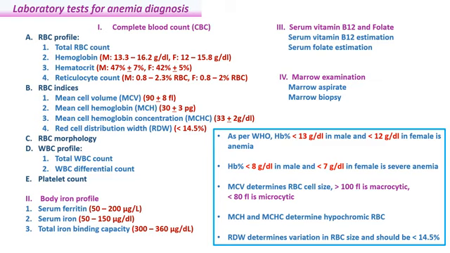Mean corpuscular volume determines the RBC cell size. When it is more than 100 femtoliter, it is macrocytic RBC, but when it is less than 80, it is microcytic RBC. Mean corpuscular hemoglobin and mean corpuscular hemoglobin concentration determine the hypochromic RBC. Red cell distribution width determines the variation in the RBC size and it should be less than 14.5%.